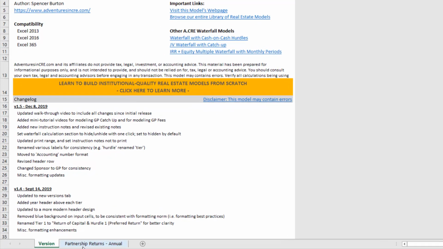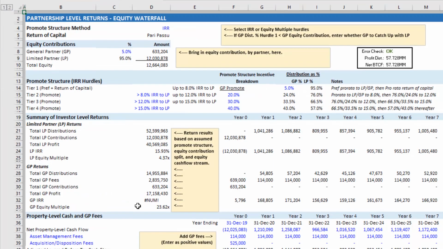Now, let's start on the partnership returns tab. And here is where all of the inputs are entered as well as all of the calculations made. Now this is a module, so it's not a standalone model, meaning property level cash flows have to be modeled separately. And then this module can be incorporated into that model to then take those property level cash flows and flow them through this waterfall model to calculate contributions from and distributions to the partners.